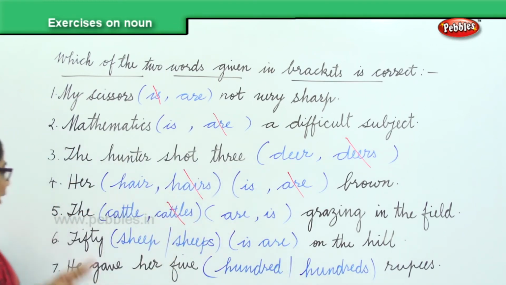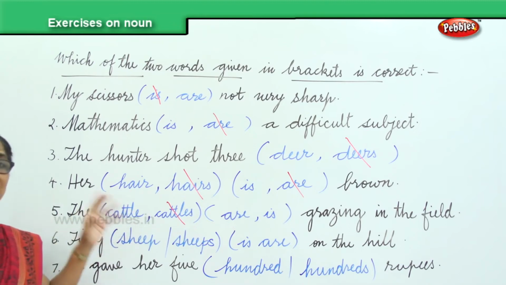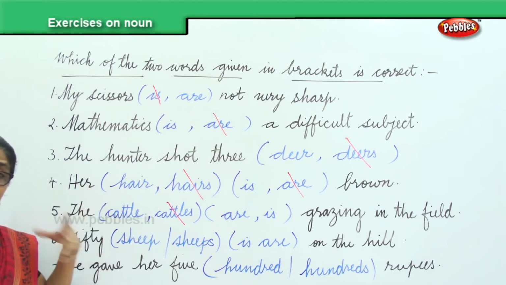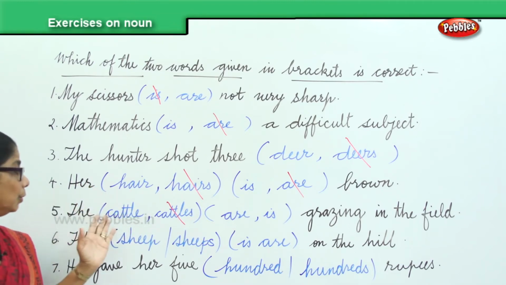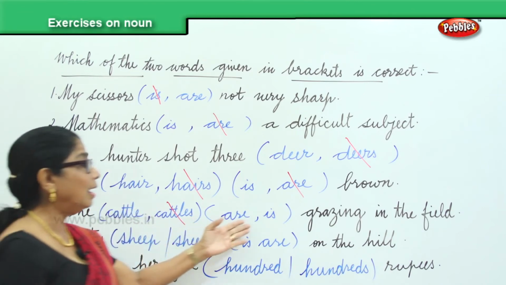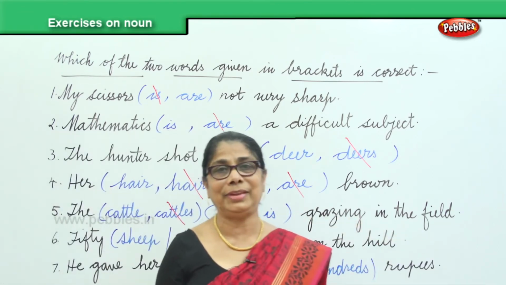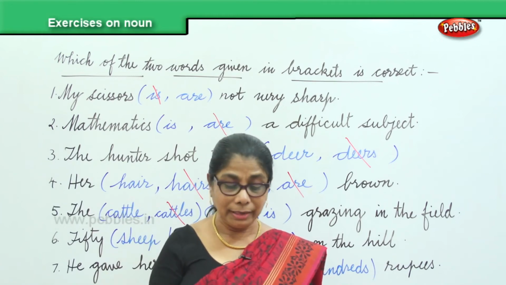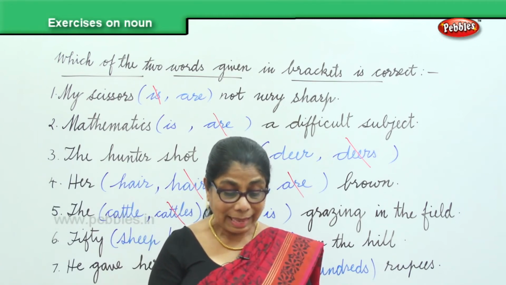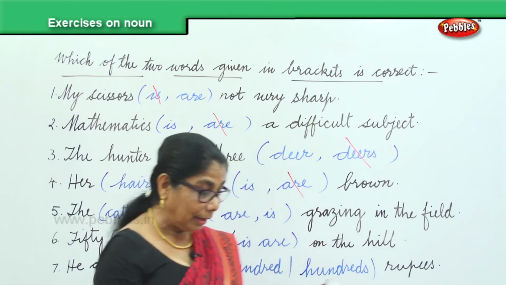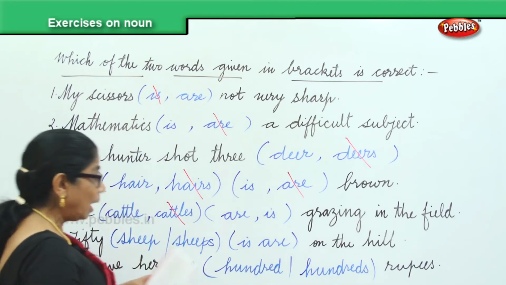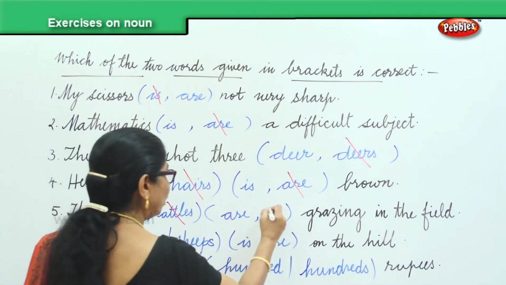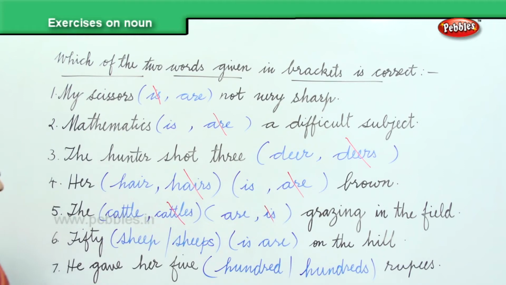Now here, the cattle means a number of them, more than one. So the cattle are grazing in the field. Are grazing. No, not is grazing. So the cattle are grazing. Are grazing. So we do not want is. The cattle are grazing in the field. That's how we say it.